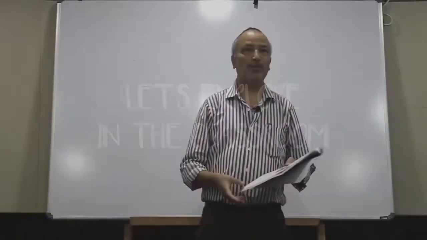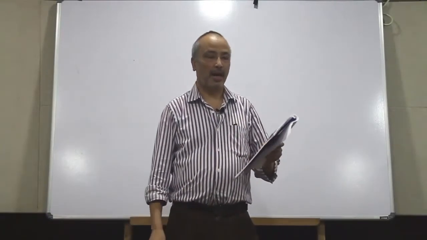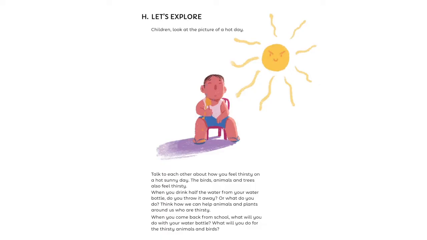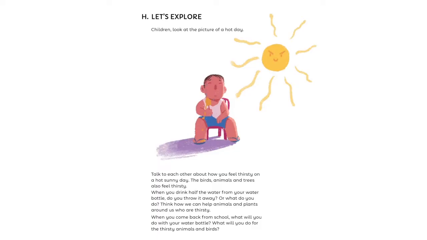Let us now look at a classroom demonstration of the lesson. Good morning, everyone. Let's open the book and turn to page 91. Look at the picture carefully and tell me what you see. A boy sitting on a chair, wearing a vest and half pant, eating ice cream and sweating. Why is the boy sitting on a chair sweating? Because it is hot. Why is the boy having an ice cream? To cool himself.